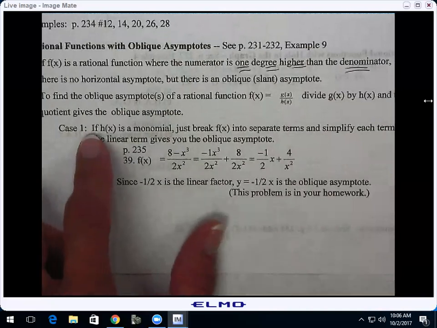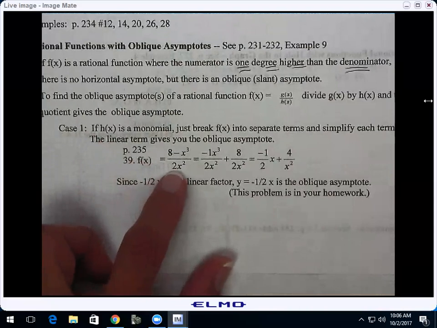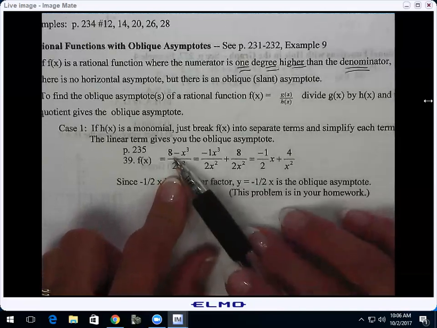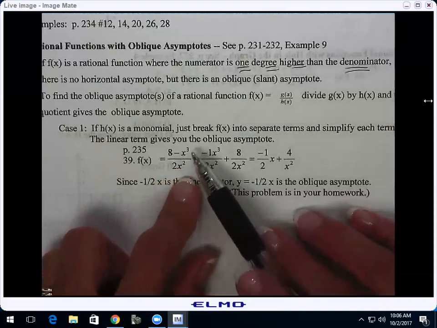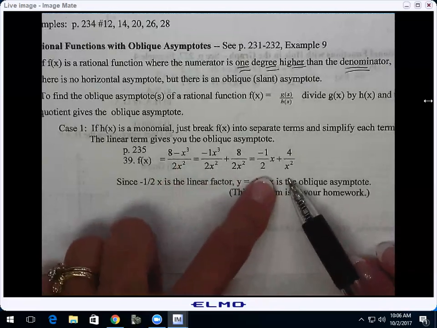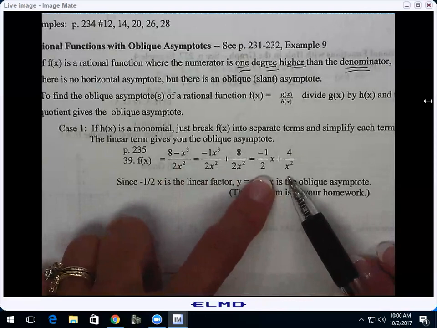The first case is if the denominator is just a monomial, like on number 39, the denominator is just 2x squared. If I tell you to divide 8 minus x cubed by 2x squared, you can just break that into 2 different terms. And then you can simplify each one of those terms. You can put the 8 over 2x squared minus the x cubed over 2x squared, and that simplifies to negative 1/2 x plus 4 over x squared.